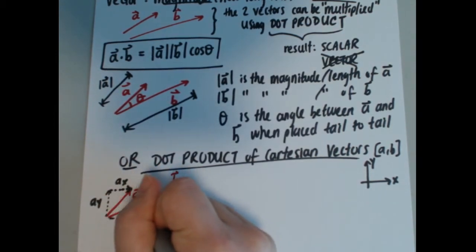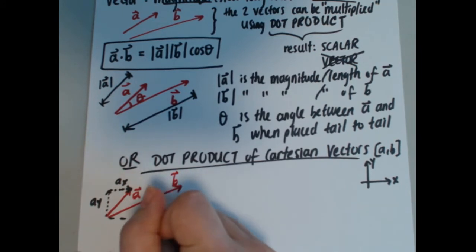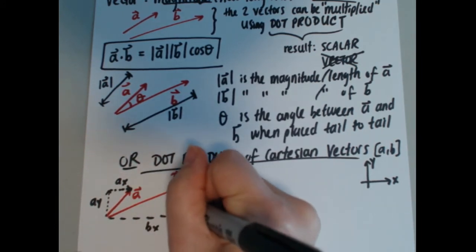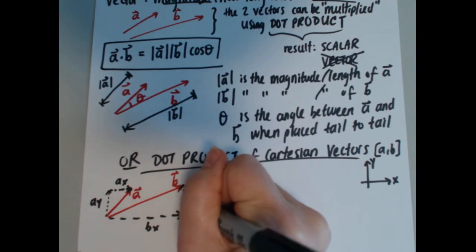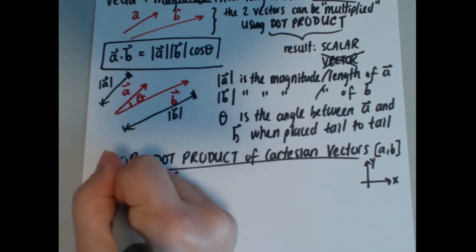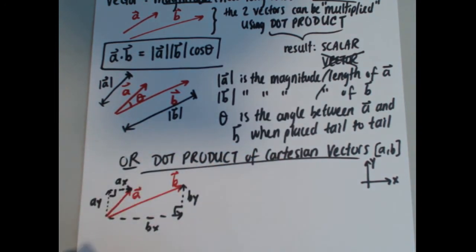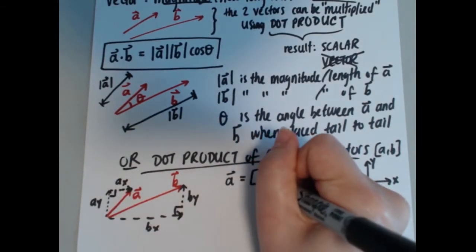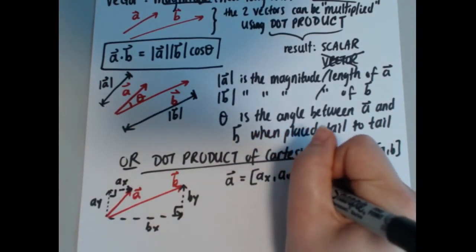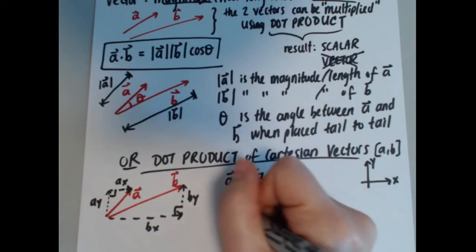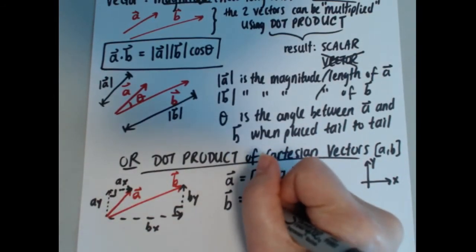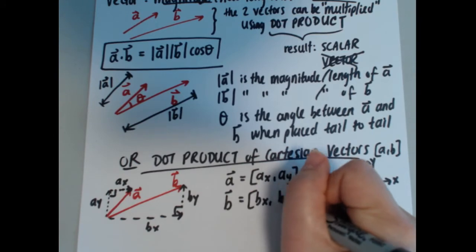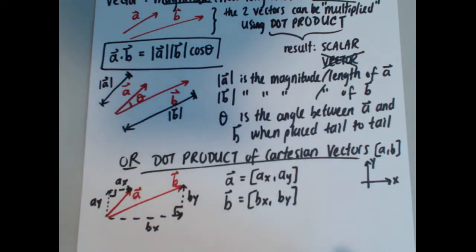Similarly, bx is the vector going to the right, and by is the vector going up. And of course, those are 90 degrees. So what that tells us is that vector A we can represent as ax, comma, ay, and the vector B we can represent as bx, comma, by.